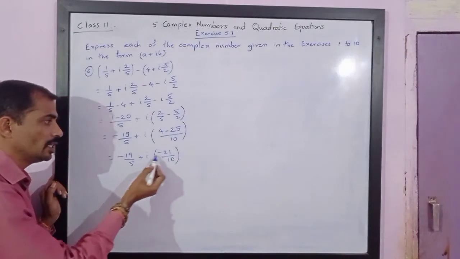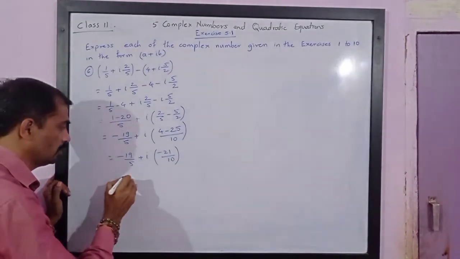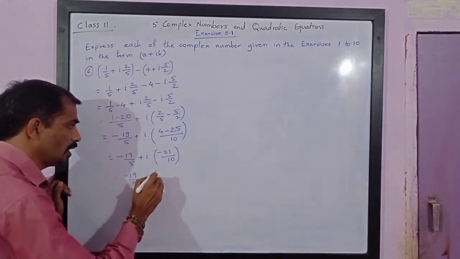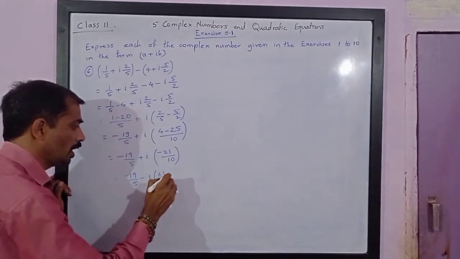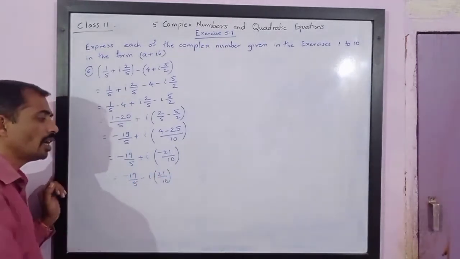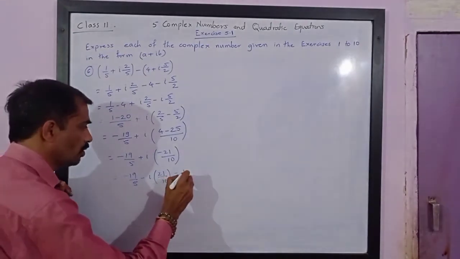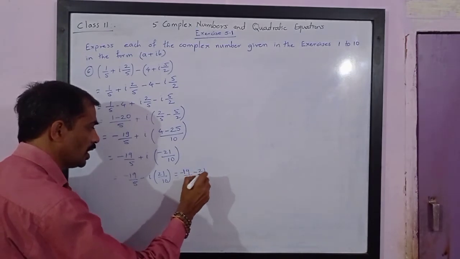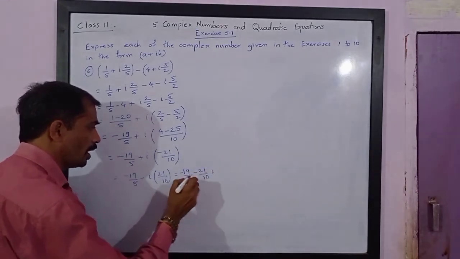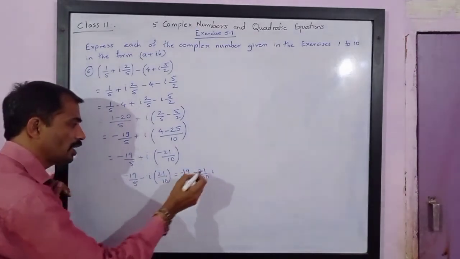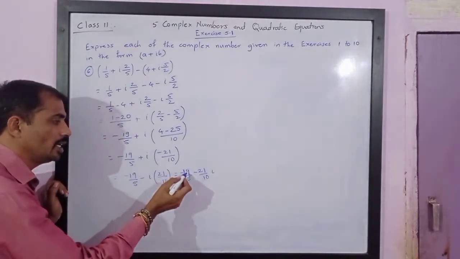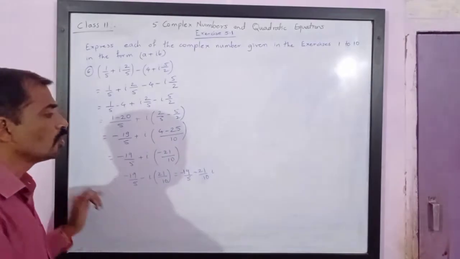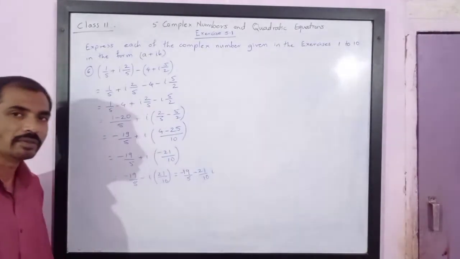Now this side can be written front, we will get negative 19 upon 5 minus i 21 upon 10. Or i can be written afterwards as well. So this is also equal to minus 19 upon 5 minus 21 upon 10 i. So this is real part and imaginary part. It means a is equal to minus 19 upon 5 and b is equal to minus 21 upon 10.